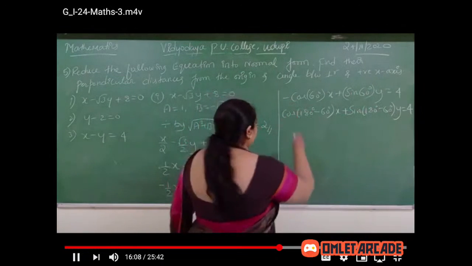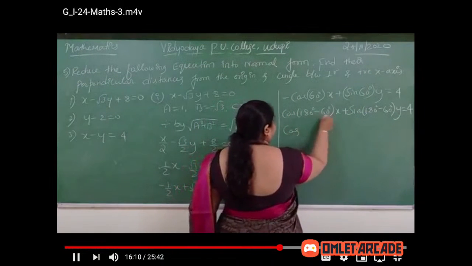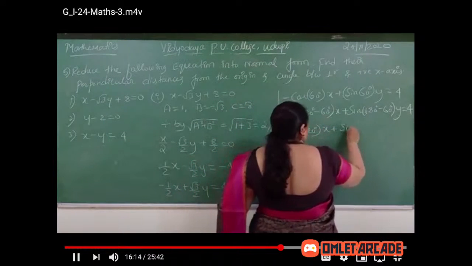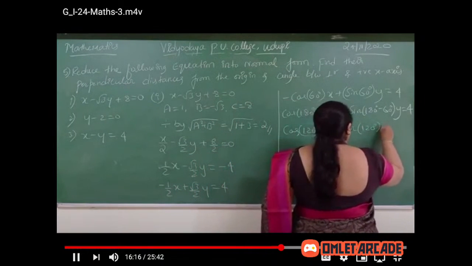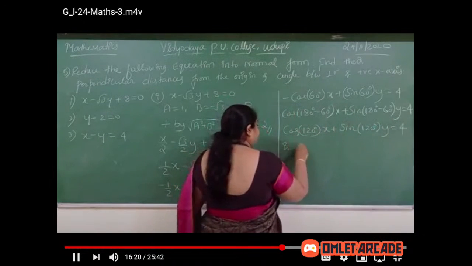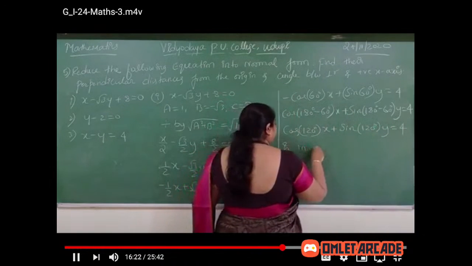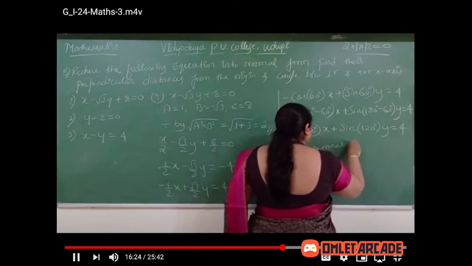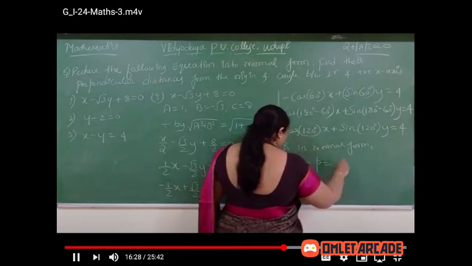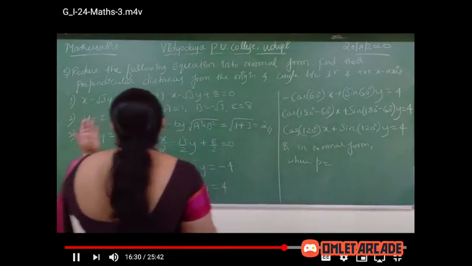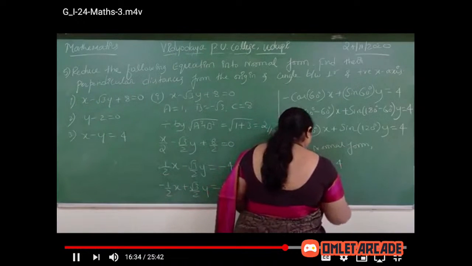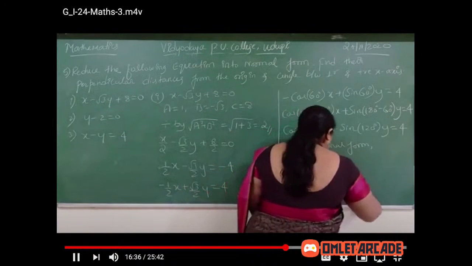Am I right, students? Now, can I write cos of 180 minus 60, which is 120 degrees, x plus sin of 120 degrees y is equal to 4? Is it in normal form? It is in normal form, isn't it? Here p is the perpendicular distance from the origin. P is 4 and omega is 120 degrees.